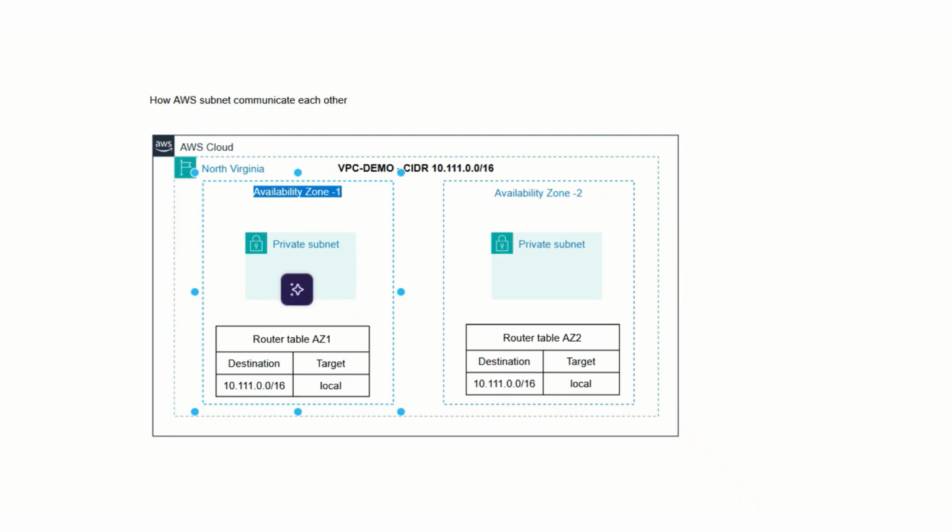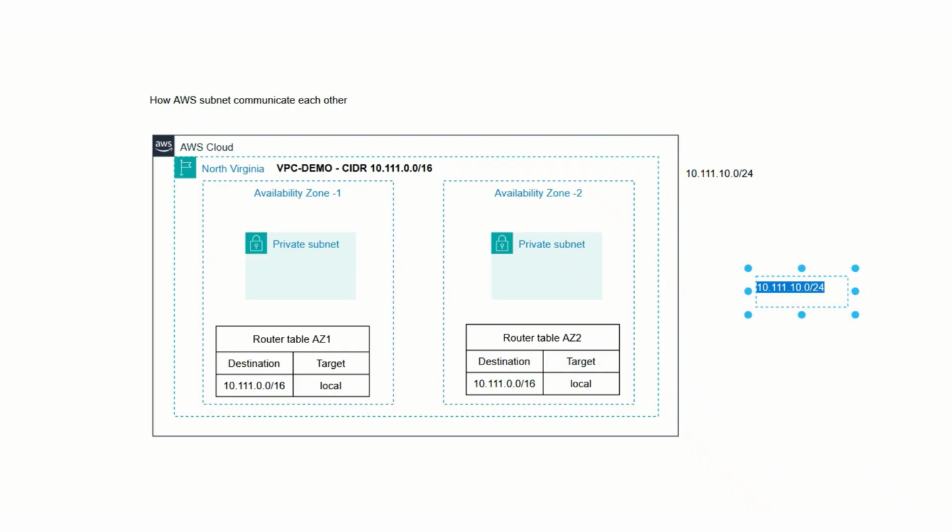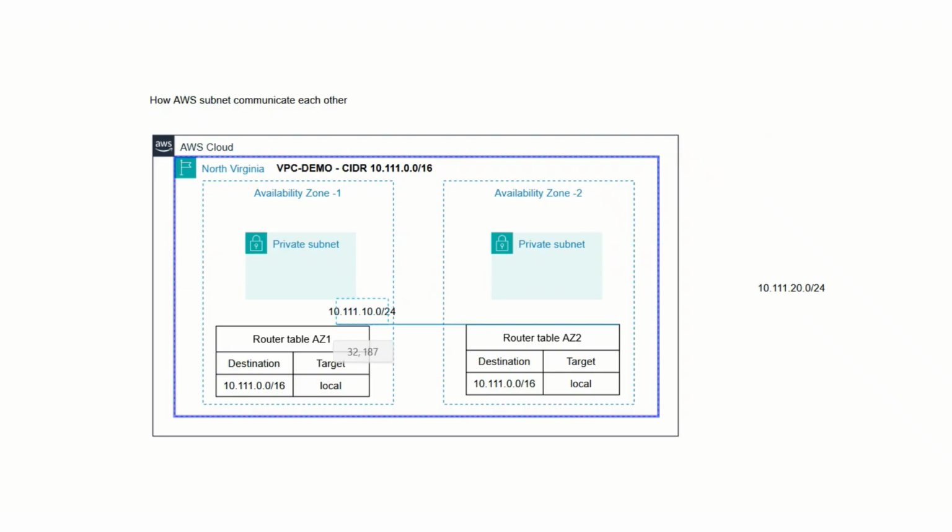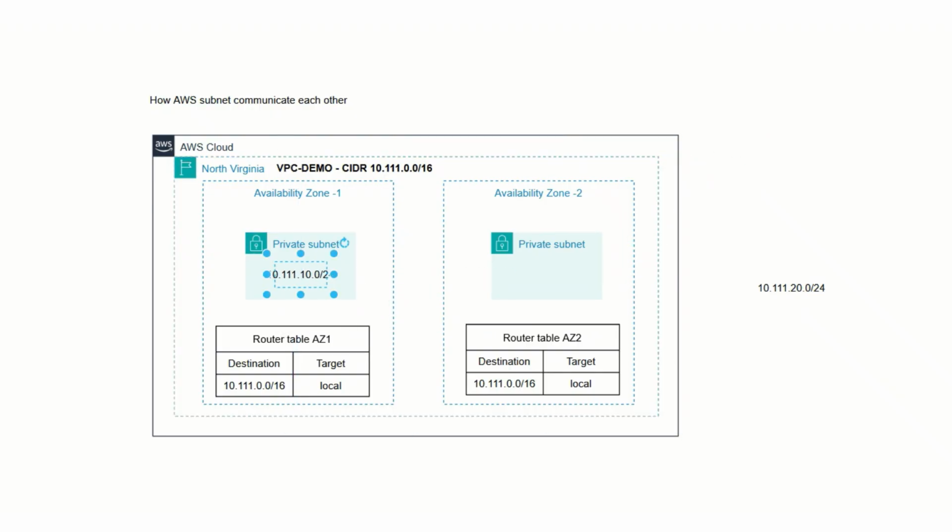And if you see here, the private subnet, right? I'm going to choose a private subnet, 10.111.10.0/24 and 20. So I have availability zone 1 and 2 in the same region.